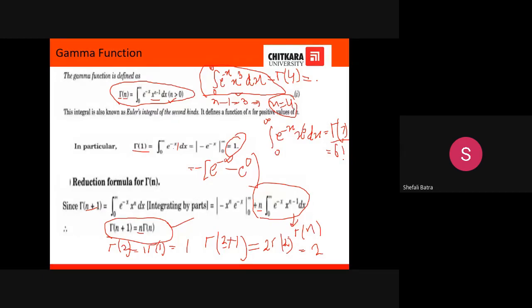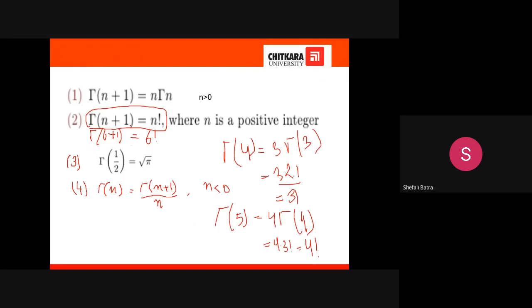Abhishek, ID number 40. Yes, ma'am. Tell me, beta, what is the value of gamma 4? Ma'am, 3 factorial. Gamma 7? 6 factorial. Gamma 9? 8 factorial. Good. Keep this in mind, gamma n plus 1 is equal to n factorial.